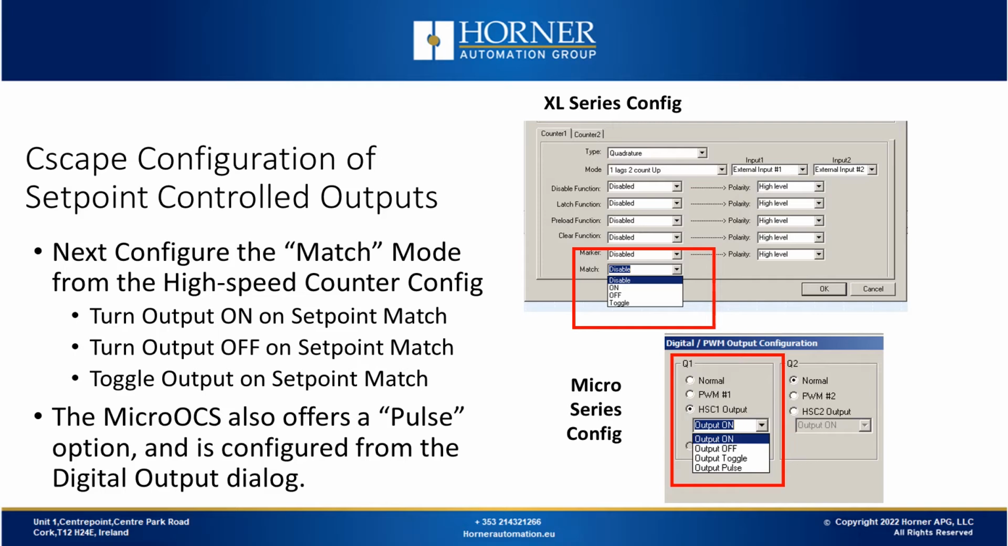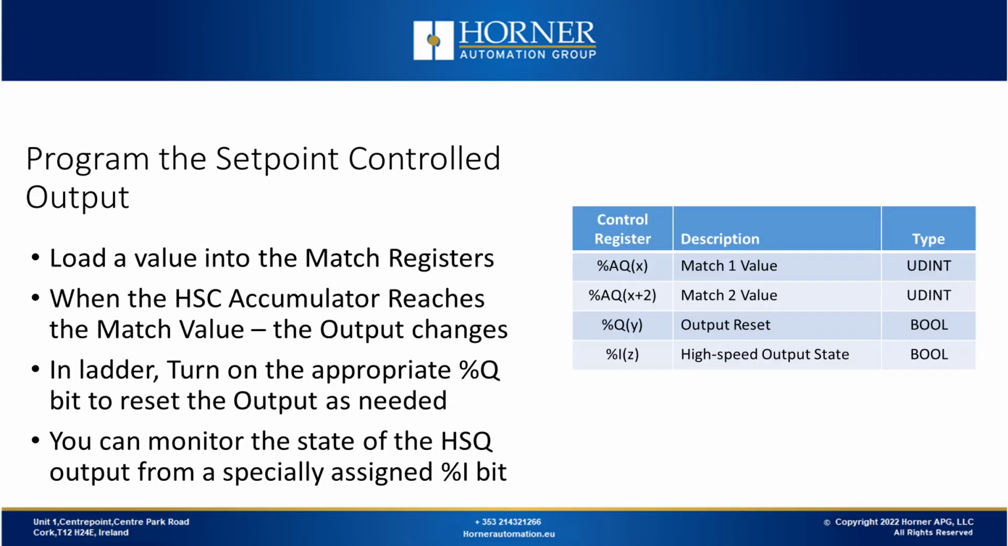So when we have a match configured, do you want to turn the high-speed output on, turn it off, or toggle? For the micro OCS, you don't have to go to the high-speed input section to configure the match type. You can do it from the high-speed output configuration dialog with a pull down that gives you those same choices. It also gives you an additional choice of generating a pulse of a particular width based on that function.